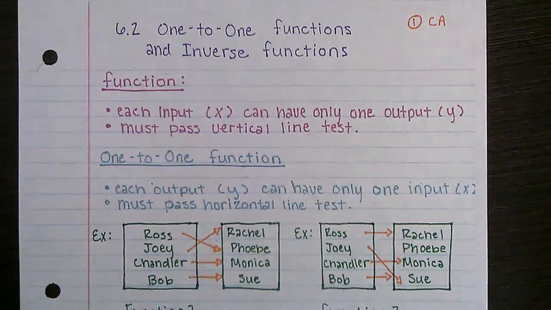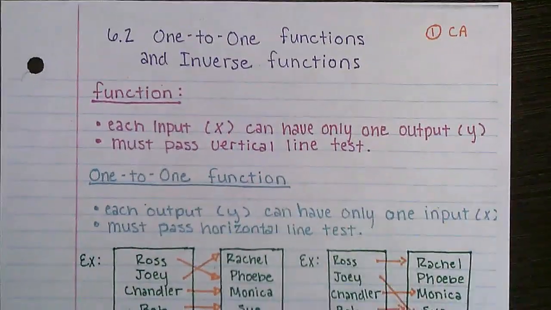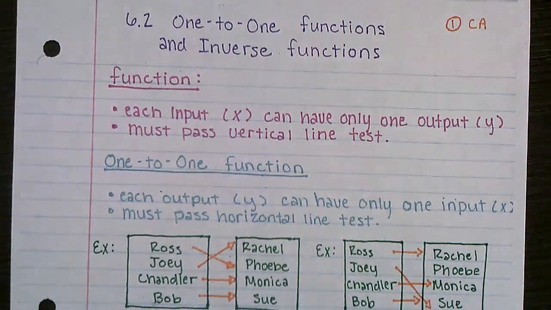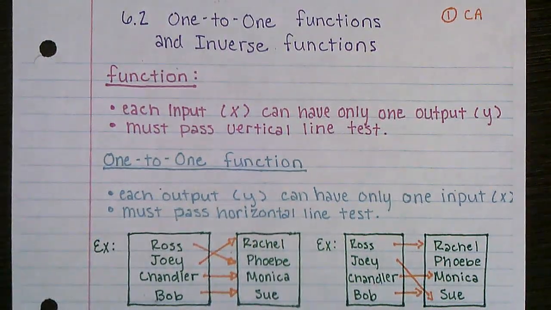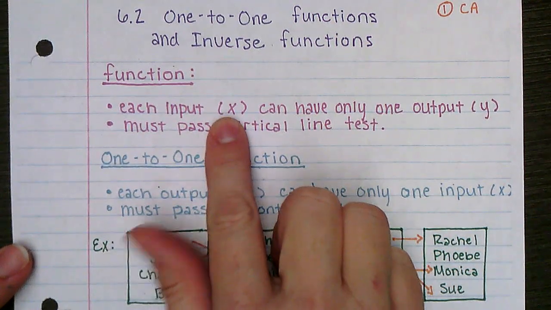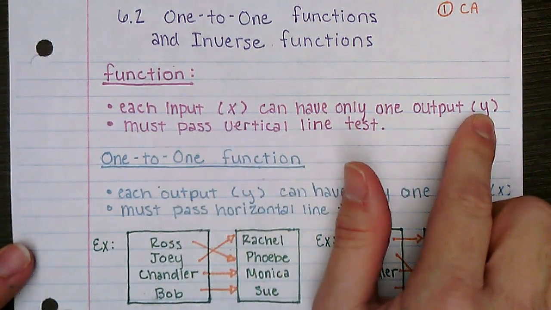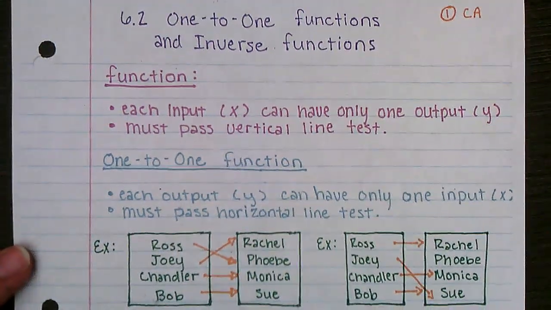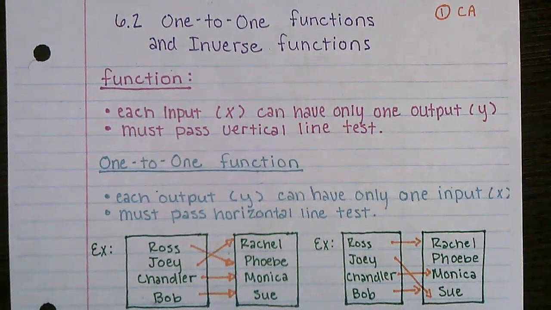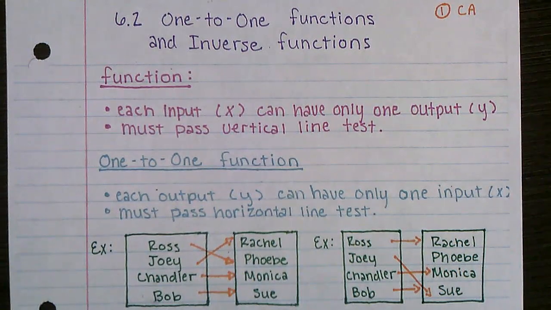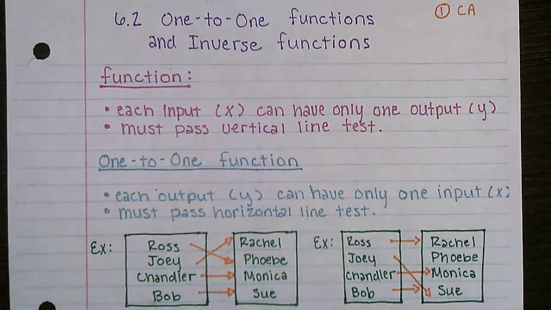What we're going to do today is take some notes over section 6.2, which is about one-to-one functions and inverse functions. So you probably remember that in order for something to be a function, each input, which is an x value, can only have one output, which is a y value. Those functions have to pass the vertical line test, which means that if you draw any vertical line, it can intersect the graph in only one place.